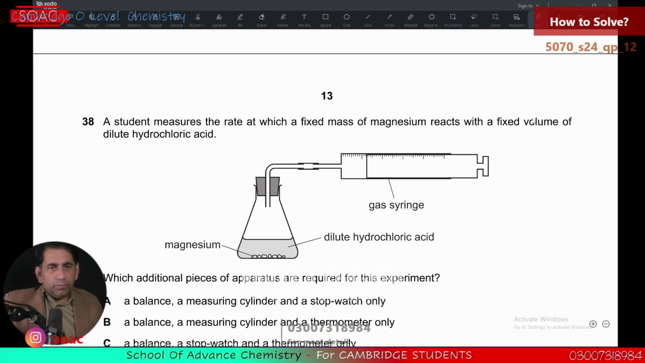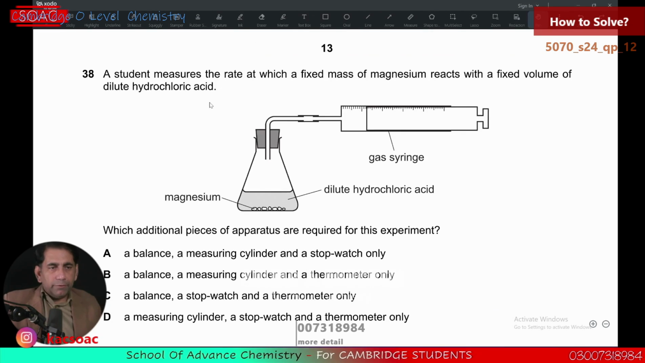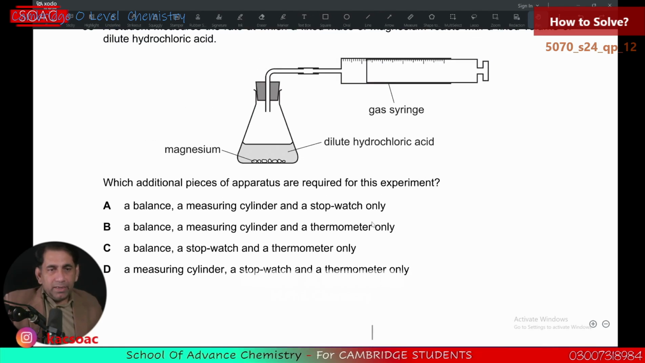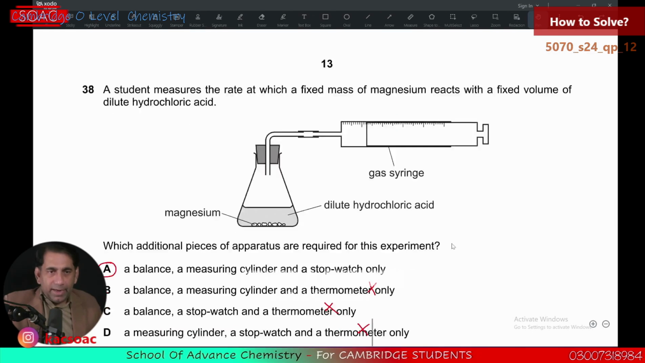Basically, as you have seen, we have a fixed volume of dilute hydrochloric acid, so we need to measure the fixed volume of HCl, and the magnesium is in solid state. The mass of magnesium we need a balance for, and to measure the volume of a liquid we need a measuring cylinder, and for the rate we need a stopwatch. So basically balance, measuring cylinder and stopwatch, these three are the main requirements, and A is the correct option. We don't need a thermometer. So again it's confirmed that A is the correct option.